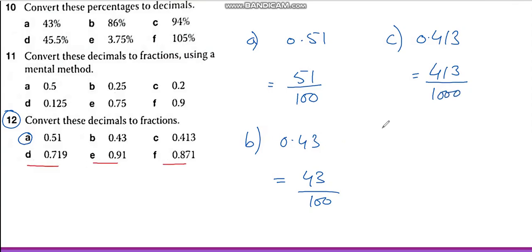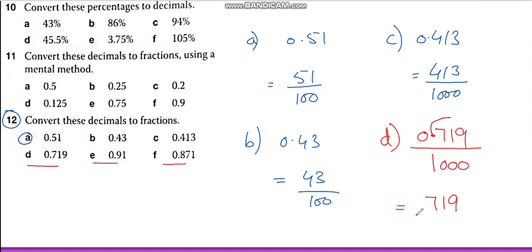One more thing, we can also apply a different method. If we do D part here, 0.719, we just put 1 under the decimal point, and then we omit that point. Now we put zeros according to the number of digits. Here we have 3 digits, so we put 3 zeros. Finally, we can write it as 719 divided by 1000. So we put 1 under the decimal point, omit that point, and put zeros according to the number of digits.